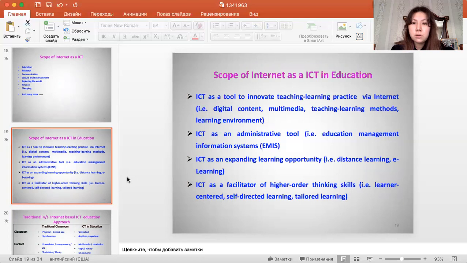It includes digital content, multimedia, teaching and learning methods, and learning environment. ICT is an administrative tool, like education management information systems. ICT is expanding learning opportunity.